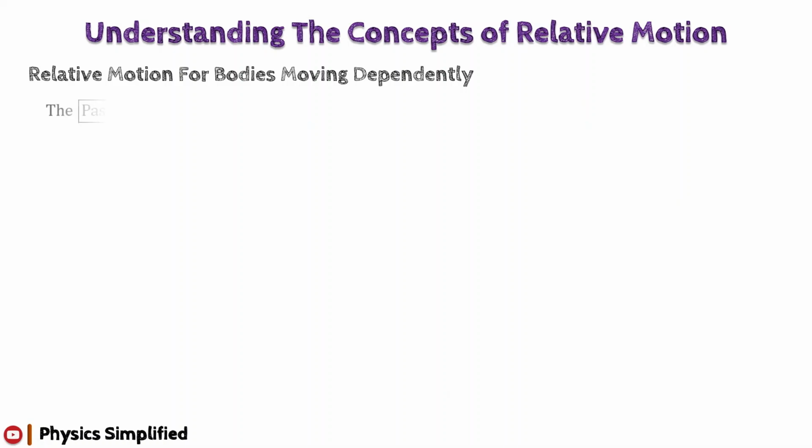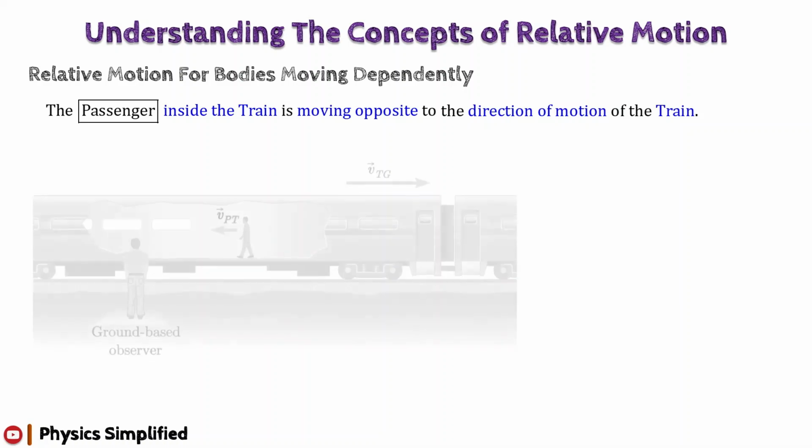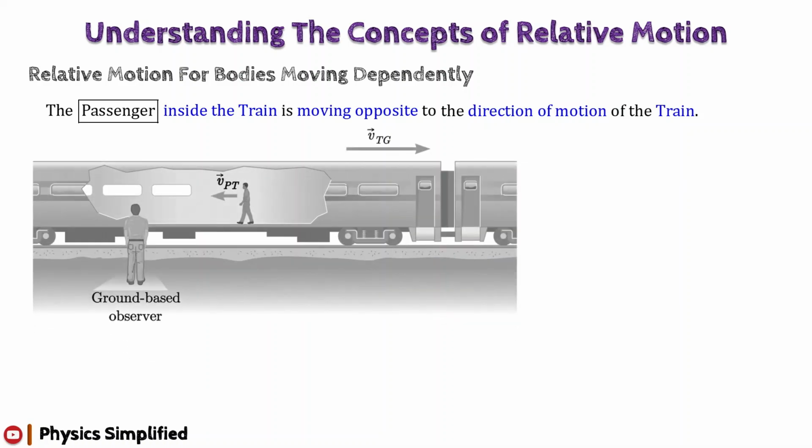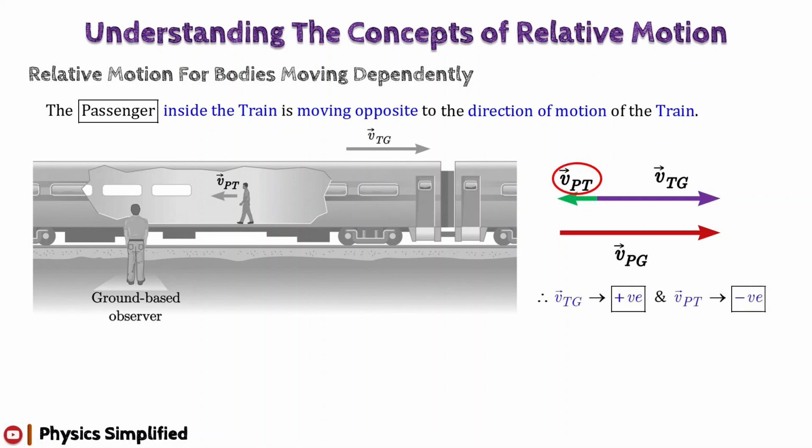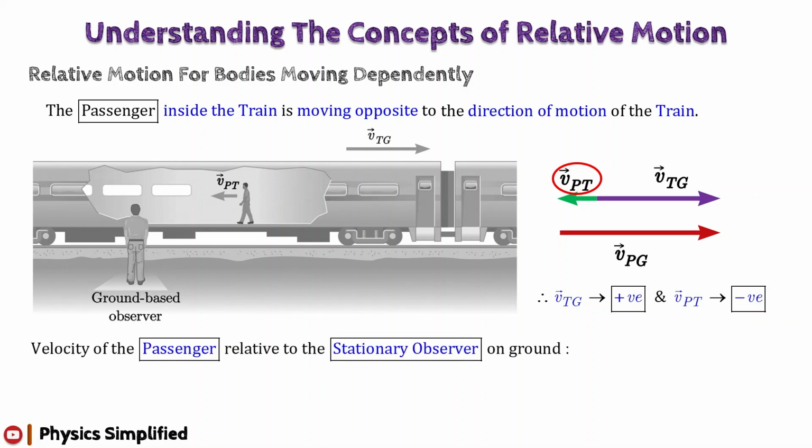Let the passenger now be walking on the floor of a moving train, opposite to the direction of motion of the train, and is again observed by the ground-based stationary observer. The velocity vector diagram for this situation is shown in the second figure. Again, by considering the direction of motion of the train relative to the ground as positive, we find the velocity vector of the passenger relative to the train as negative. So, the magnitude of the velocity of the passenger relative to the ground-based stationary observer is given by v suffix pg is equal to v suffix tg minus v suffix pt.